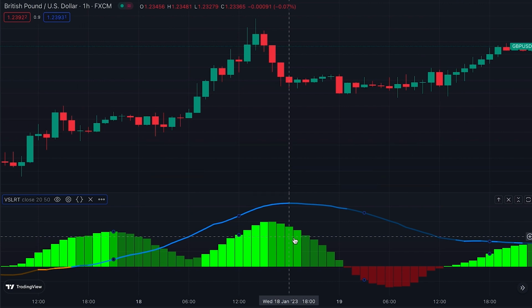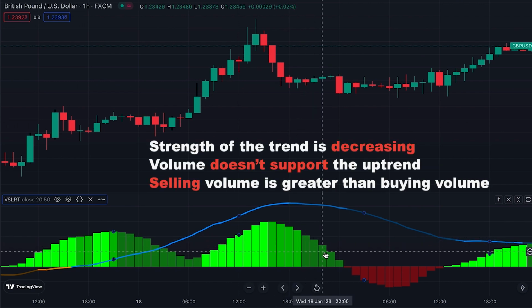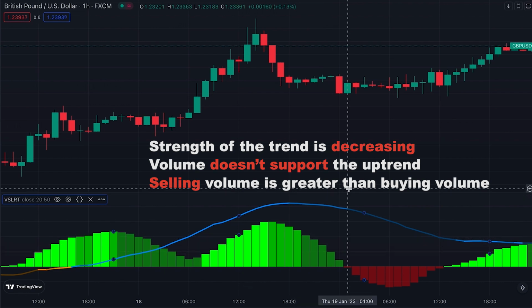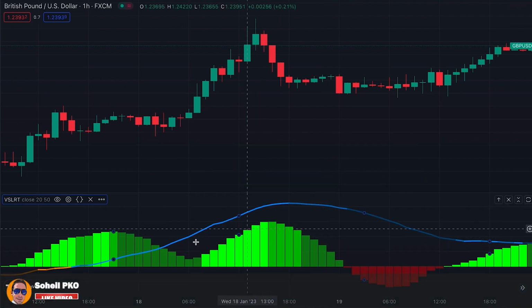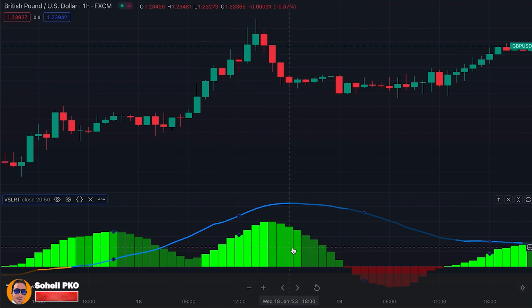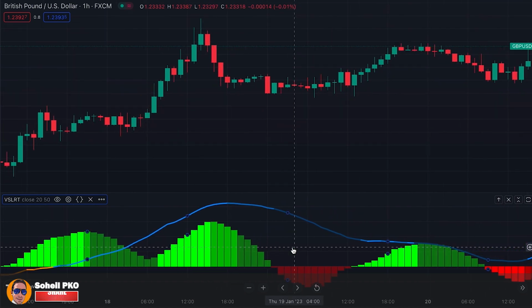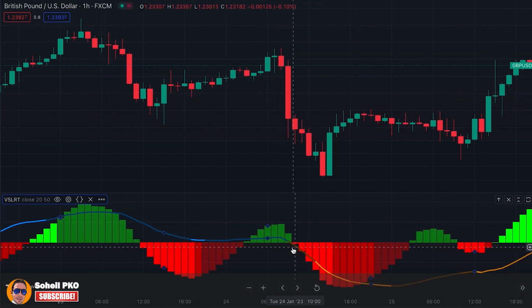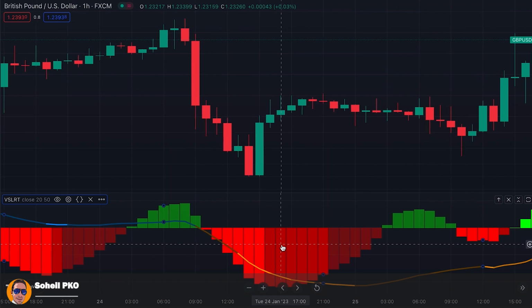And when the histogram becomes dark green, it shows that the strength of the trend is decreasing. Volume does not support the trend and we have higher selling volume, and there is a possibility for reversal in the market. Please pay attention that as long as the histogram is green and above zero, the market is still in uptrend, short-term uptrend. We have the same for red histogram. I'll explain it here because I want to have three of them in one place.